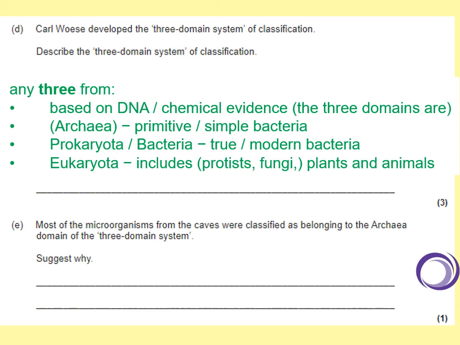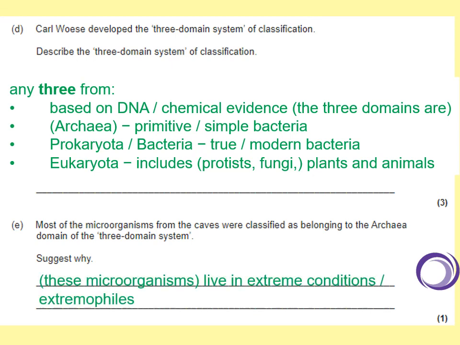The second part of this question talks about the microorganisms from the caves being classified as belonging to the archaea domain of the three-domain system. And it asked you to suggest why. Now, it's this idea that these microorganisms live in very extreme conditions, or they are extremophiles. And if you'd have just put the word extremophiles, you'd have got the mark. So it's just about talking about these microorganisms as being extremophiles and recognising that because they're extremophiles, they must be bacteria that is pretty simple or primitive. So you want to pause the video, get those questions down and get those answers down. I think it'd be really useful to have as your notes.